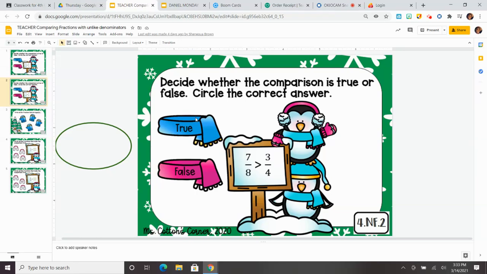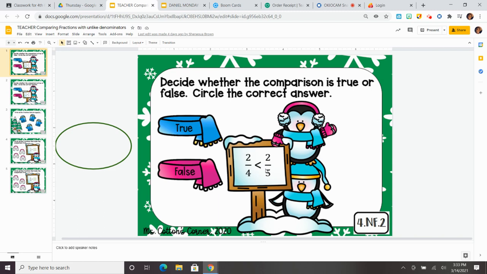All right, hi everybody. This week in math, we have been focusing on comparing and ordering fractions. So I'm going to do today's lesson. This slide says decide whether the comparison is true or false. Circle the correct answer. So you have two fractions on this screen. You have 2/4 compared to 2/5. On the side it says 2/4 is less than 2/5.